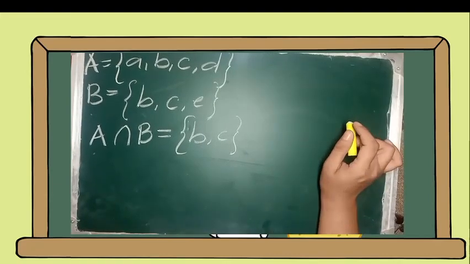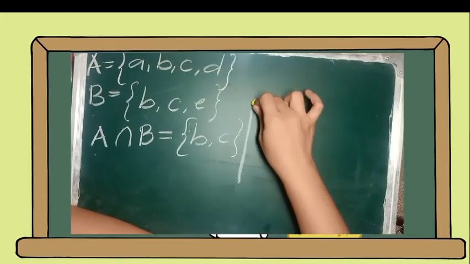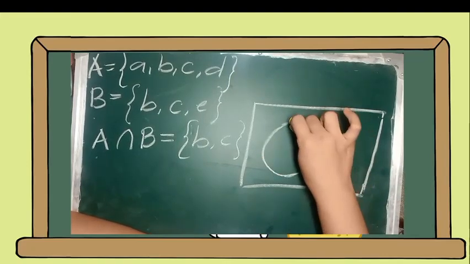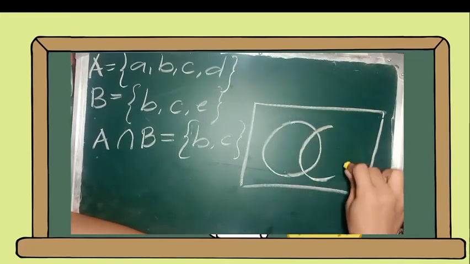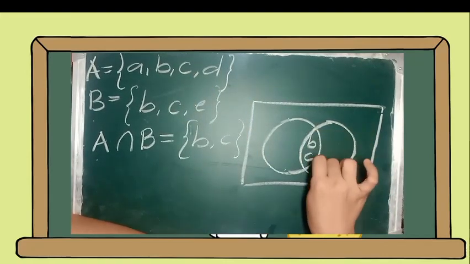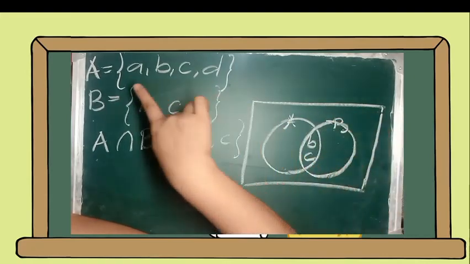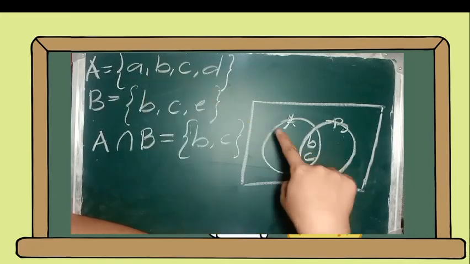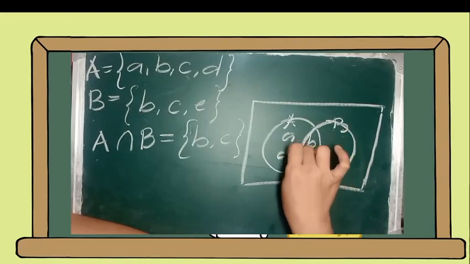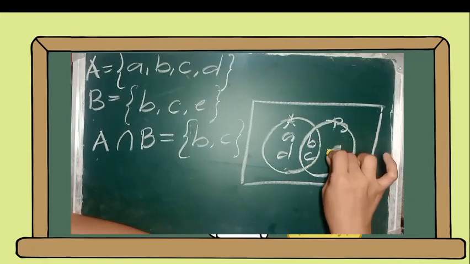A and B ay may intersection since may common element sila. Ang common elements nila ay si B at si C. This is A, this is B. So the elements of A are A, B, C, and D. And then si B, meron na siyang B, C, and then E.